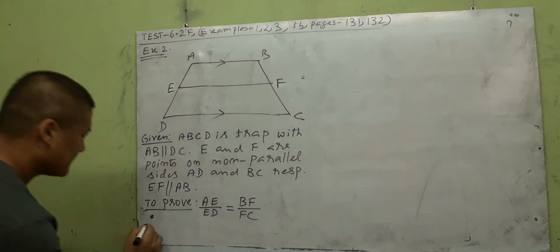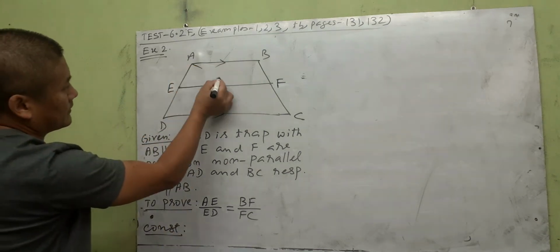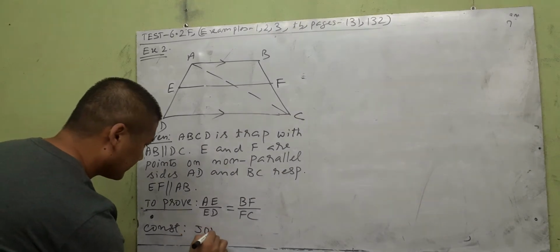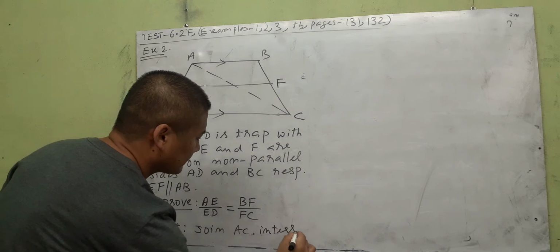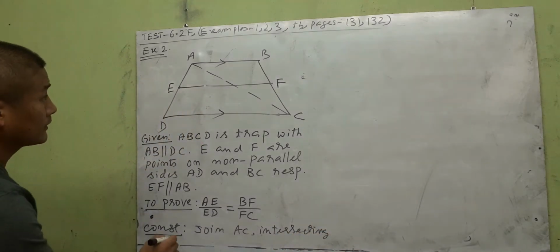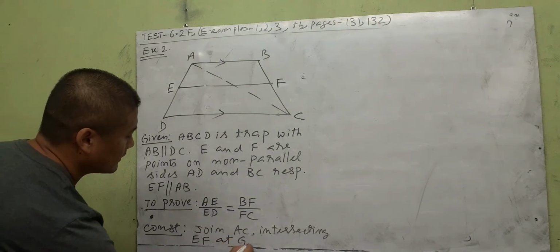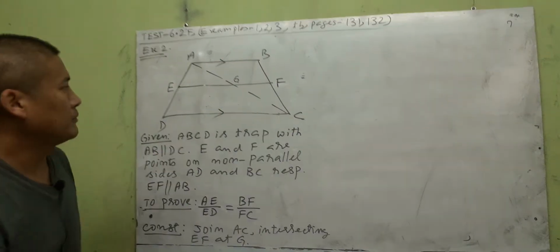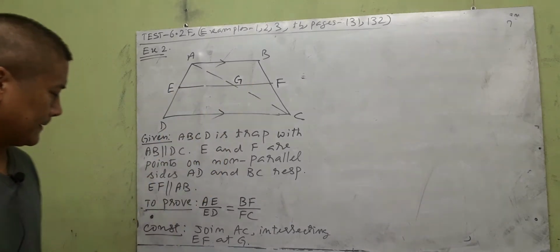Let's do the construction. One simple construction will help us to do this. Let's just join this. Join AC, intersecting the line EF at, let us say, G. Any letter you can use actually. I'm just using G because F was the last letter used here. So that is construction.